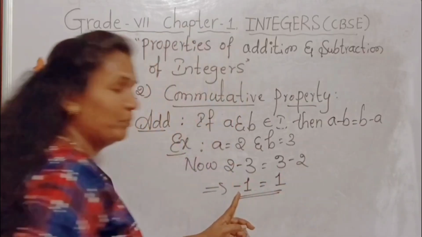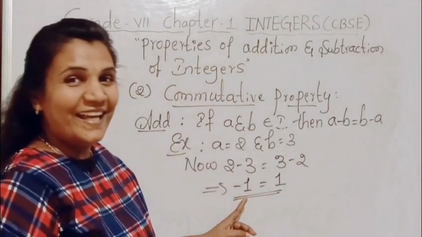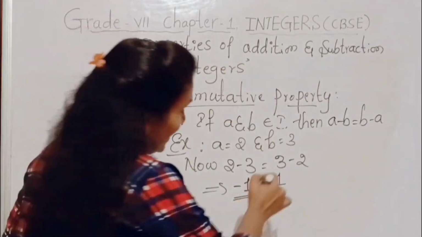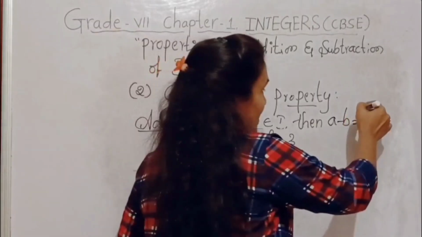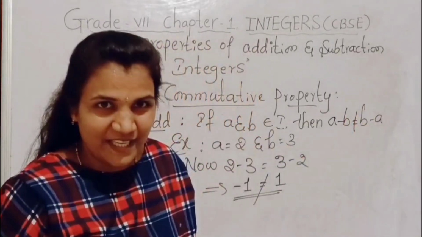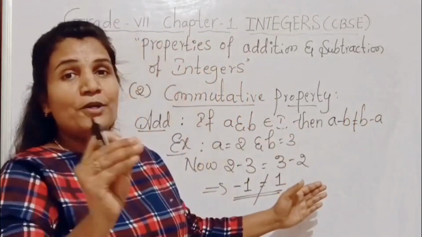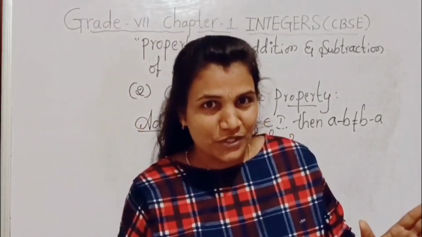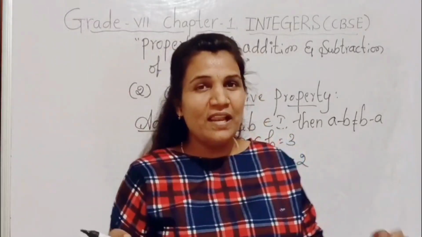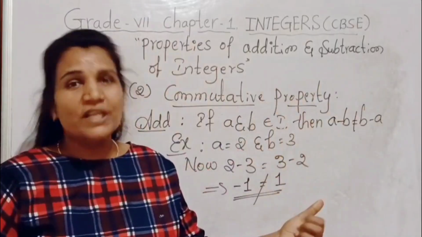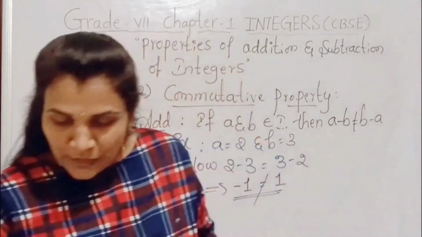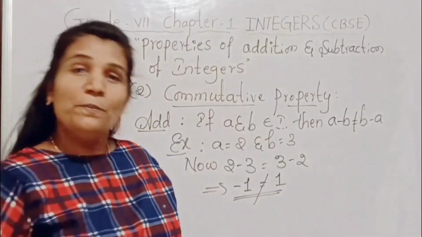Here see, what is there? Here minus 1 is there, here plus 1 is there. It means A minus B does not equal B minus A, which means the commutative property of subtraction of integers does not hold good. Or else simply we can tell the commutative property of subtraction does not hold good. Okay? Yes. Now, we'll move to the associative property.